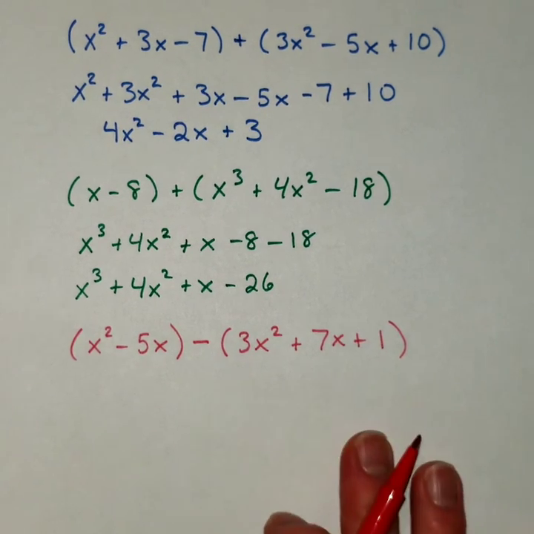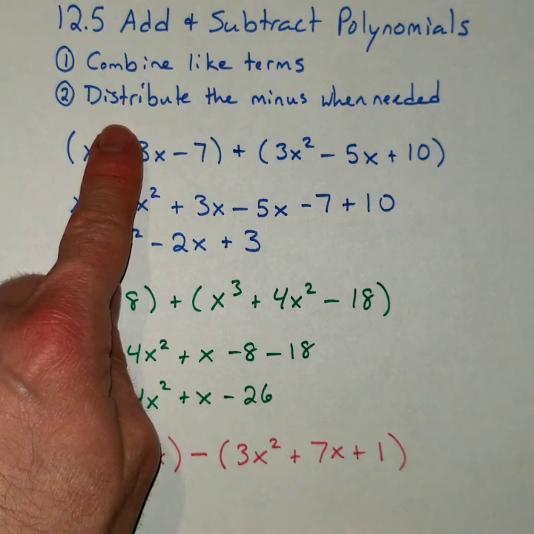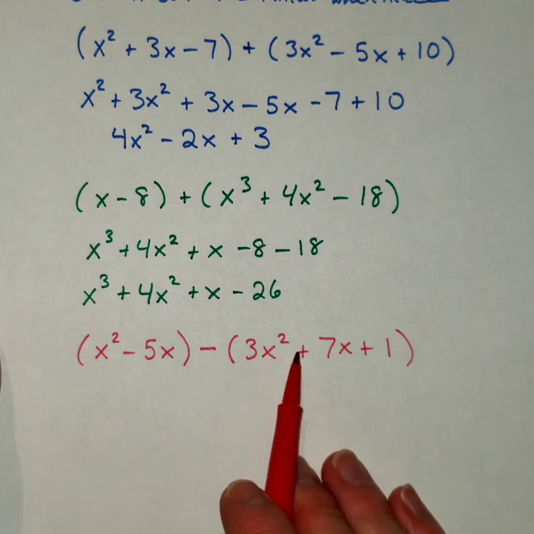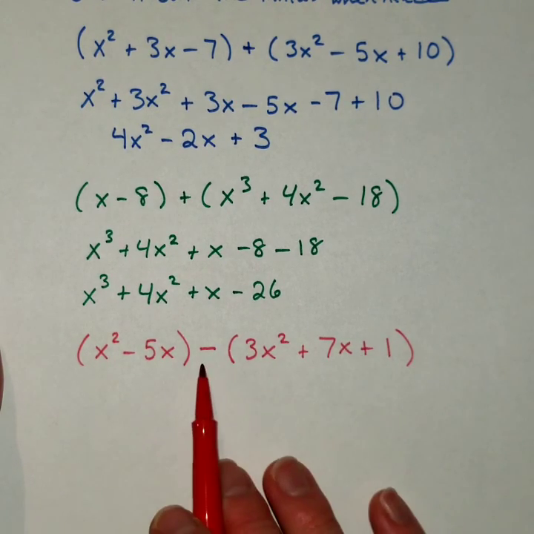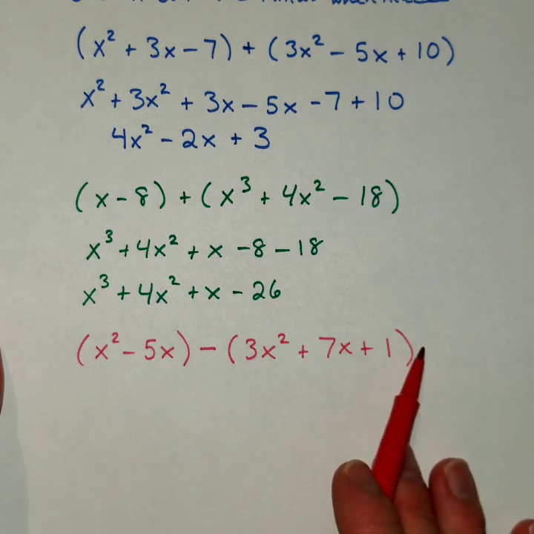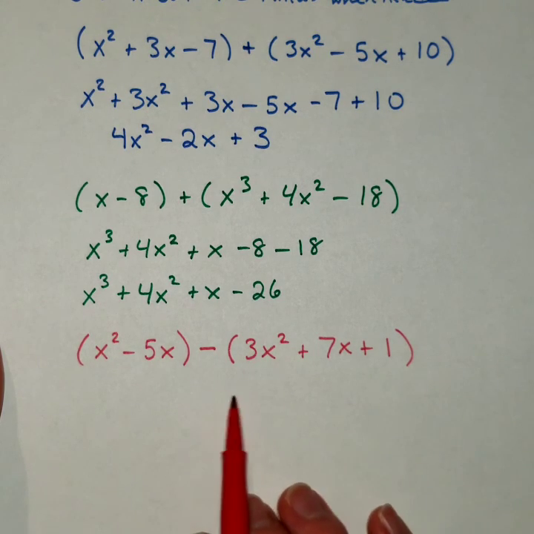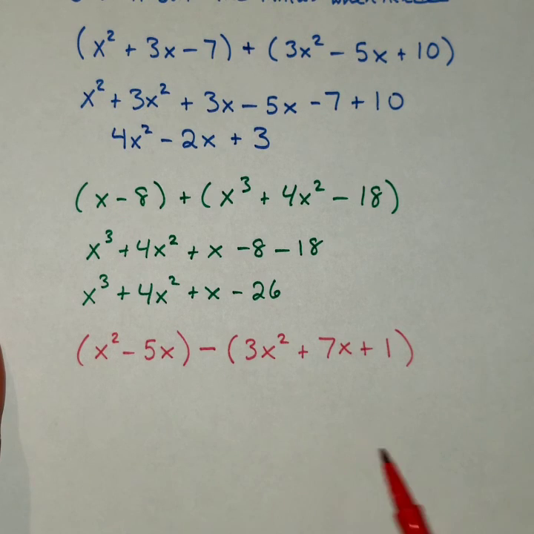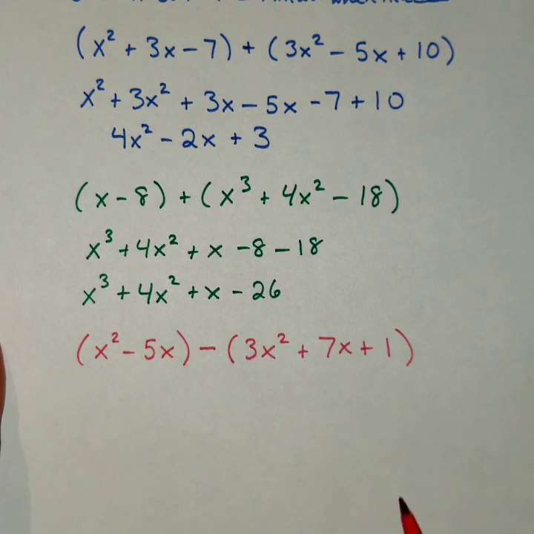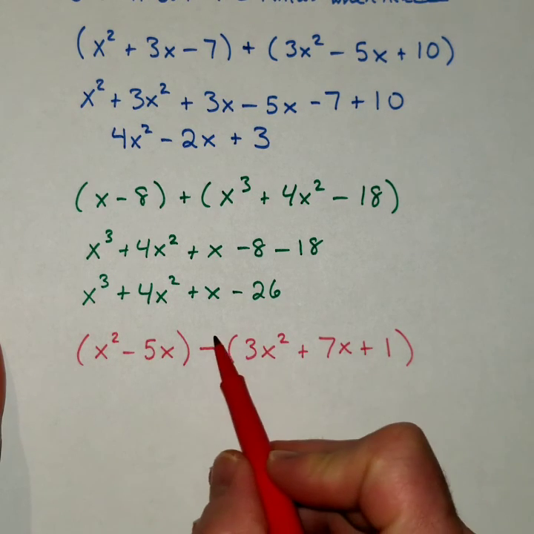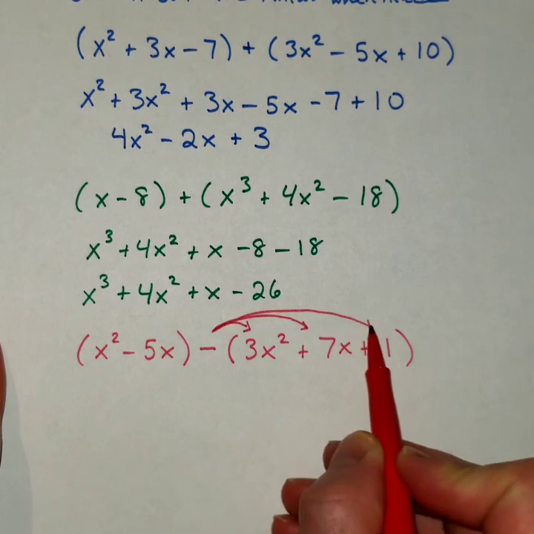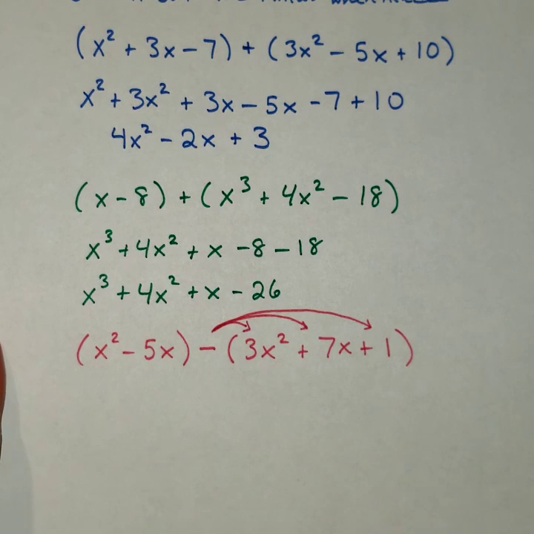Here's where I said at the beginning we need to consider distributing the minus when needed. The reason for that is that in a subtraction problem, you've got a polynomial minus another polynomial. You're subtracting the entire polynomial, which means you're subtracting every term. So if you subtract a 3x squared, you would write minus 3x squared. If you're subtracting 7x, it's minus 7x. And if you're subtracting the 1, it's a minus 1. In a sense, you're distributing this minus to all three terms on its right.